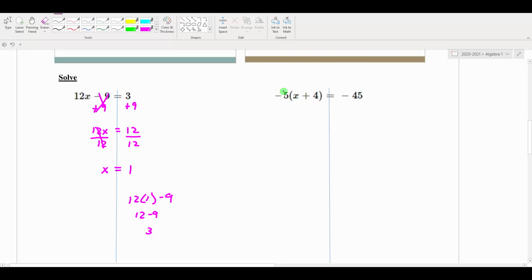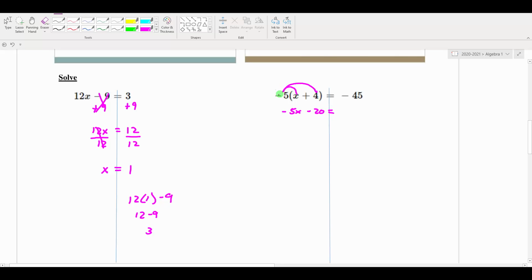All right, so I can take this negative 5 and I can distribute it to each of these things inside of the parentheses, and when we say distribute it, we mean multiply. All right, so negative 5 times x is negative 5x. And negative 5 times positive 4 is negative 20.